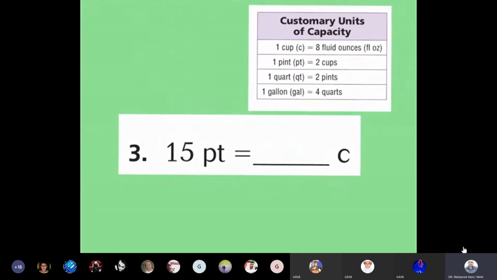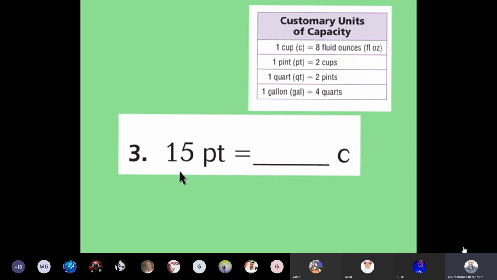All right, let's take a look at question number 3 together. Number 3 says 15 pints will equal how many cups? So let's take a look at our chart up above here. We have 1 pint is equal to 2 cups. Now remember, pints are bigger than cups. So if you're converting to cups, you're going to have more cups because pints are bigger. So you're going to have more of these if you're changing it to cups, which means we're going to multiply.